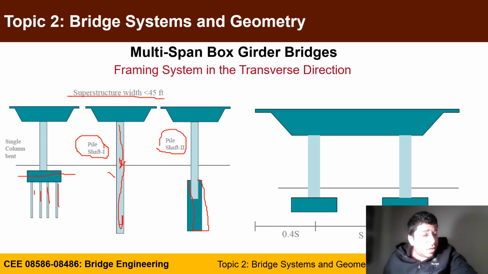This is actually very important, because in a seismic zone, you push the damage to happen in an area that you can investigate. For more than 45 feet, you will have to use more than one column, in this case 2 columns, so the ratio of the overhang to the spacing between the columns should be at least 0.4. This overhang should be 0.4 S.